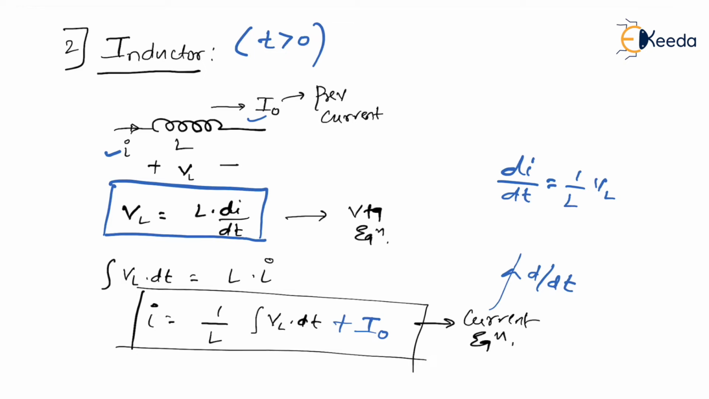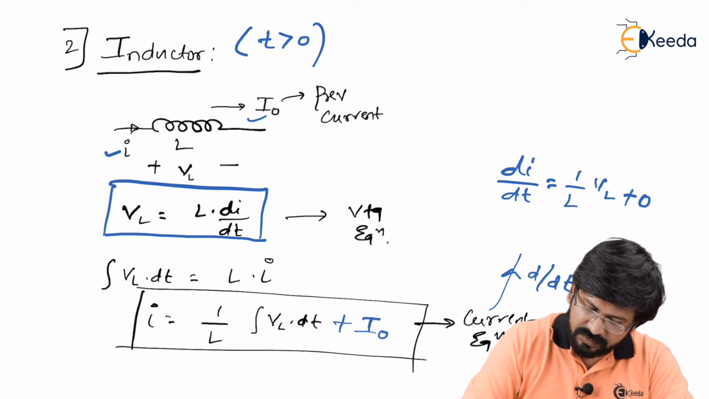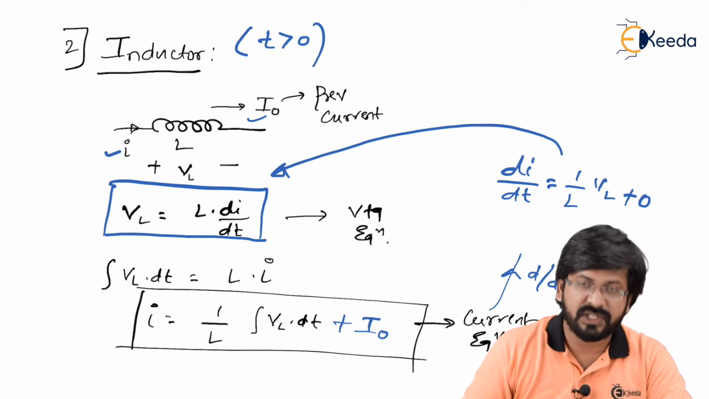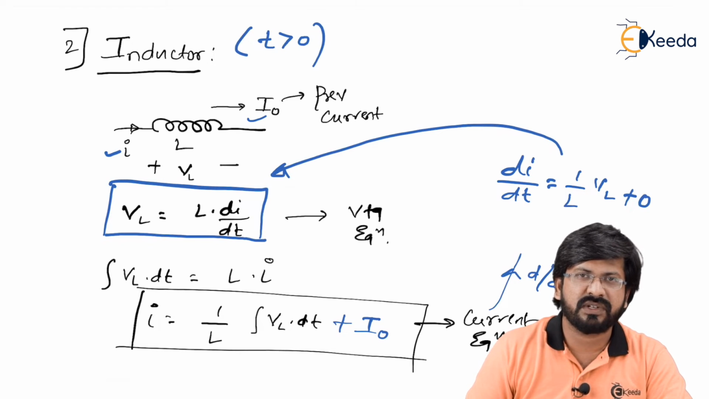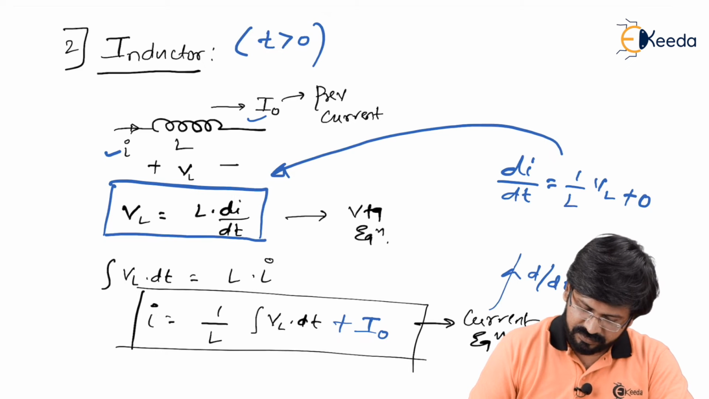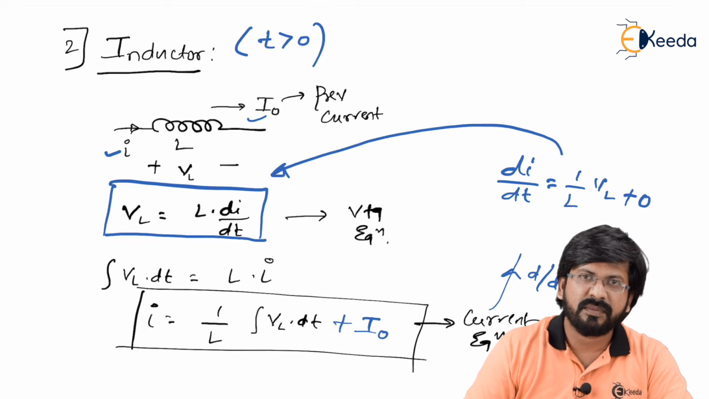Whereas if you take the derivative of I naught, you know that I naught is a previous current and of course has to be constant. So that derivative results in 0. So ultimately by rearranging the terms, you will get the same VL equation as over here. That's the reason why the voltage equation does not get affected by the previous current. So this is about the inductor behavior for t greater than 0. Let's see the capacitor also.